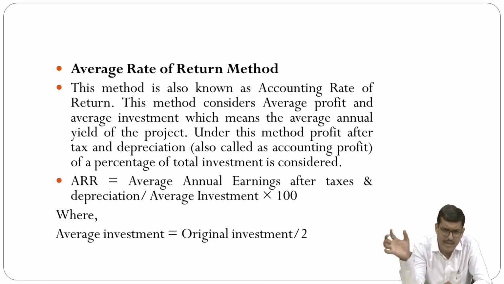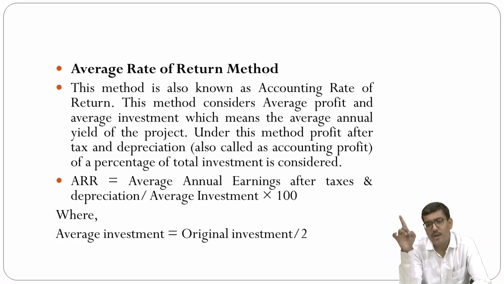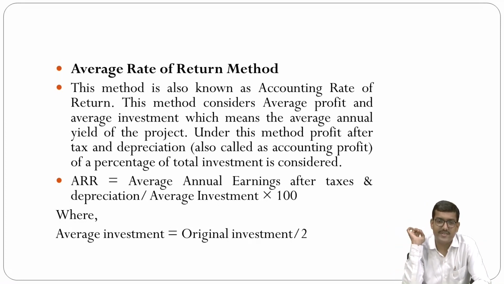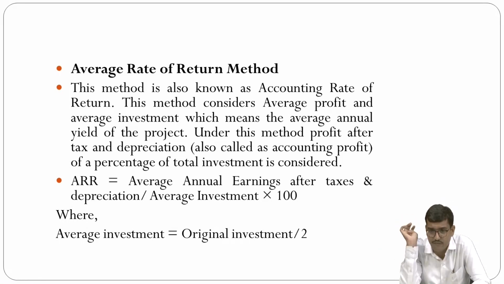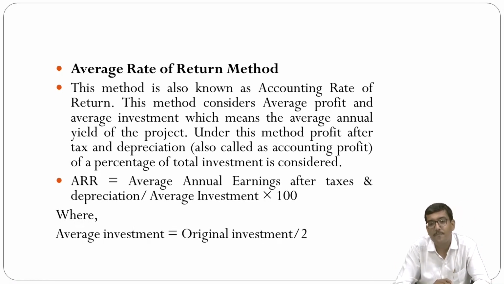In a simple way, the formula is: average annual earning after tax and depreciation, that is your accounting profit or profit after tax, divided by average investment, multiplied by 100. So you will get your accounting rate of return or average rate of return, where the average investment is equal to total investment plus scrap value, divided by 2.